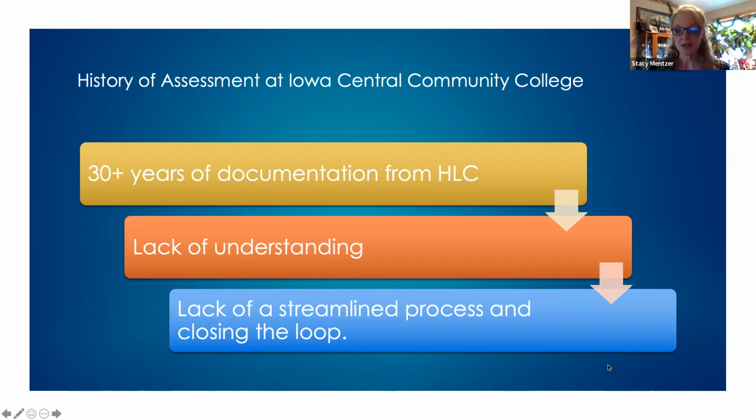And so part of our process that we'll talk about today is how we got off of that, we like to call it the naughty list, and finally moved our college forward and really started closing the loop and streamlining our process and really getting buy-in across the entire campus.